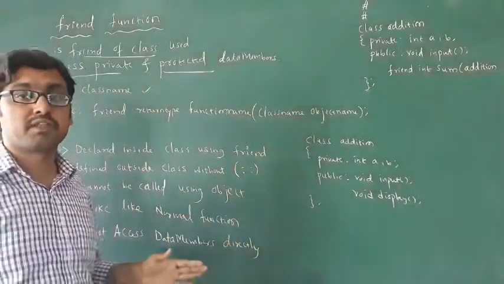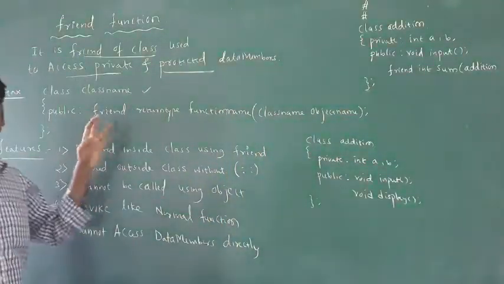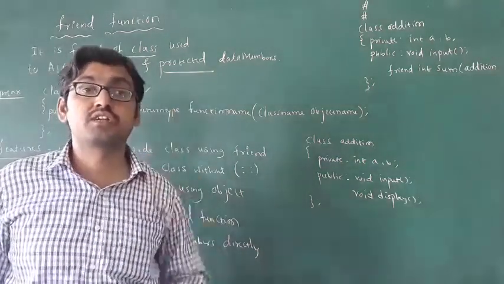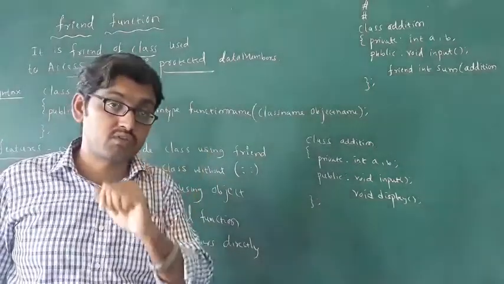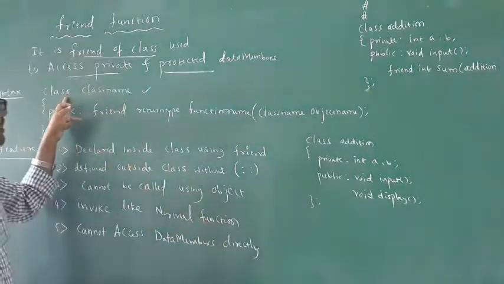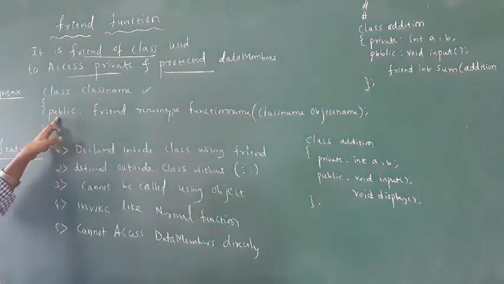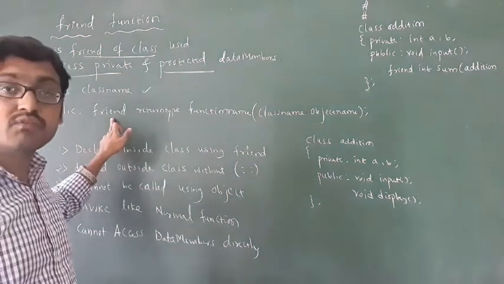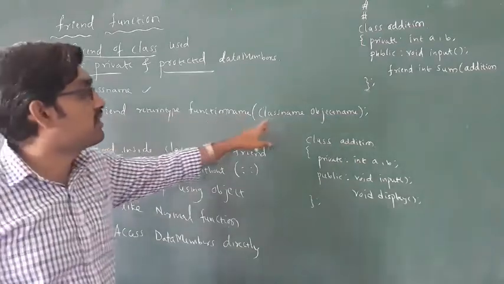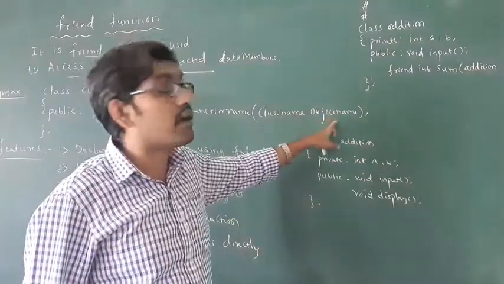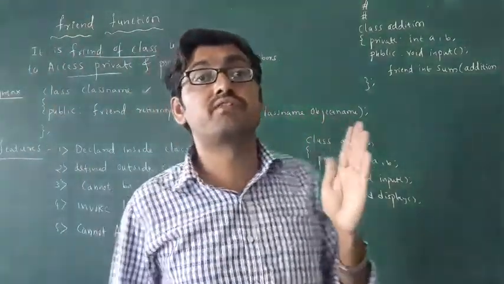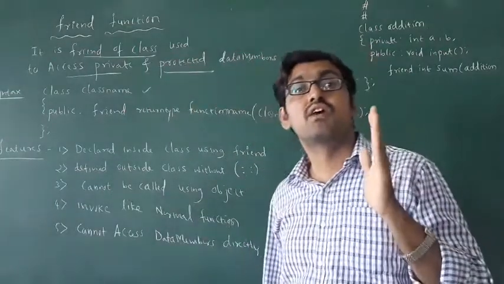See, always you have to declare a friend function inside the class only, not outside the class. You have to declare the friend function inside the class first. See how to declare: class name, then in the public section only, using the keyword friend, then return type, function name. Then must and should you write class name, object name, class name, object name. This is the syntax of a friend function.